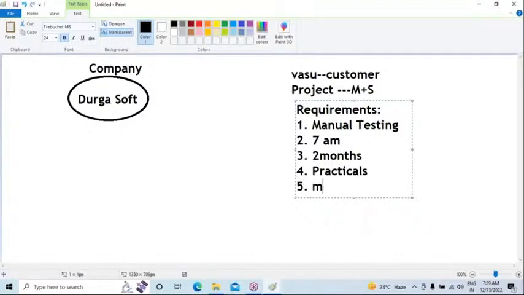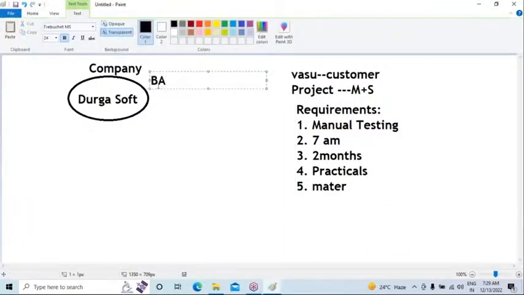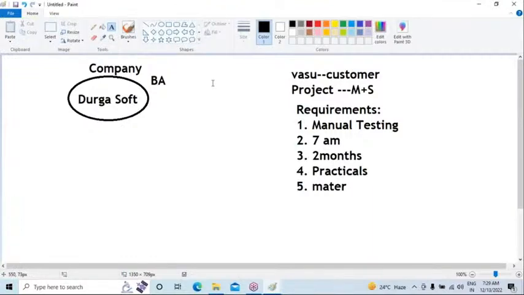So I need the materials and the recordings like this. These are my requirements. So in the company, there are some business analyst people. Based on the advertisement, we just call this Durga Soft and we just provided this. Now the business analyst person will make a call to you and he will collect all these details.